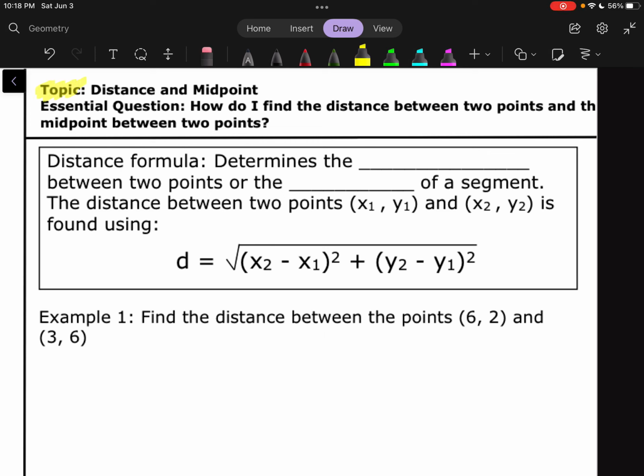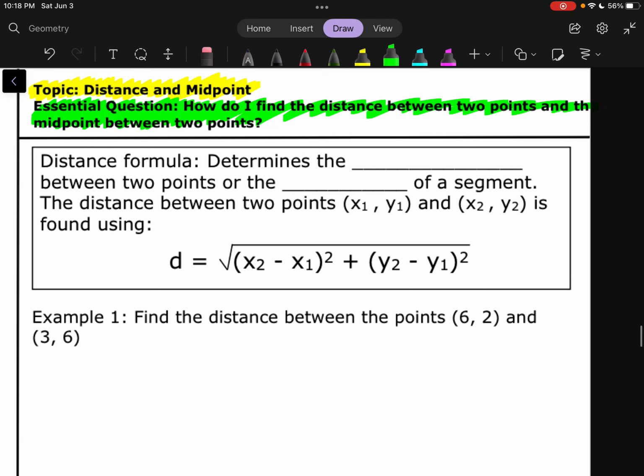Okay, so the topic for this video is going to be about the distance and midpoint formulas. Our goal here, our essential question that we're going to try to be able to answer by the end of this video is, how do I find the distance between 2 points and the midpoint between 2 points?